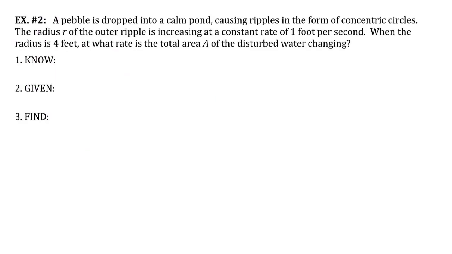Okay, for example 2, we have a pebble is dropped into a calm pond, causing ripples in the form of concentric circles. The radius r of the outer ripple is increasing at a constant rate of 1 foot per second. When the radius is 4 feet, at what rate is the total area of the disturbed water changing?